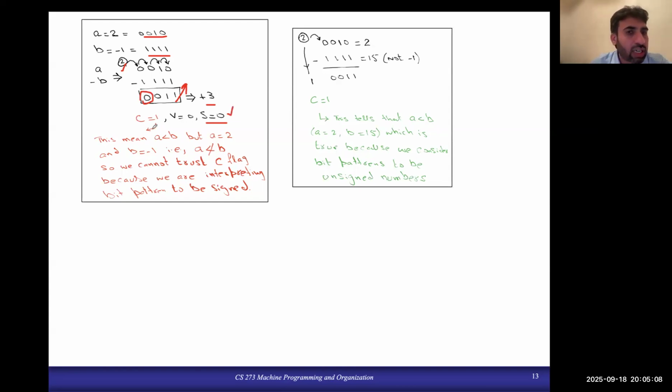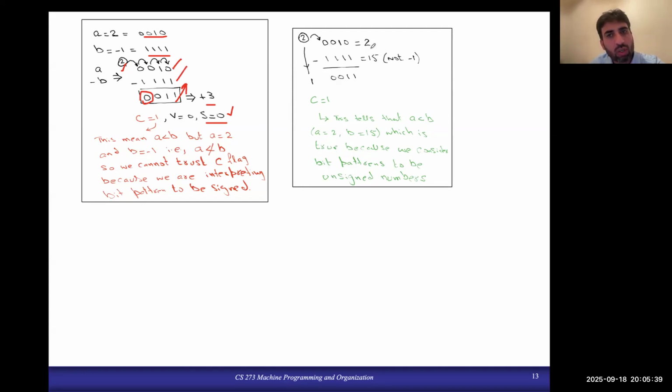But the issue here is that C equal to 1 is telling me that A is less than B. But A is equal to 2 and B is equal to -1. It means that A is not less than B, right? So we cannot trust the C flag because we are interpreting the bit pattern as signed. However, we can trust this flag if we interpret the bit pattern as unsigned numbers. So let's do that example, where we interpret these bit patterns as unsigned numbers, which is shown here.